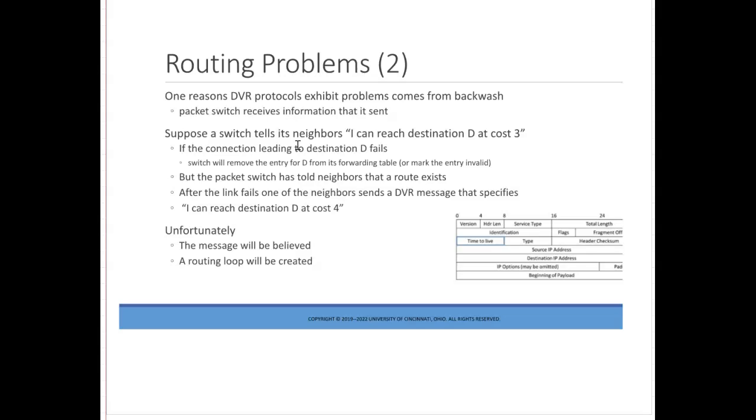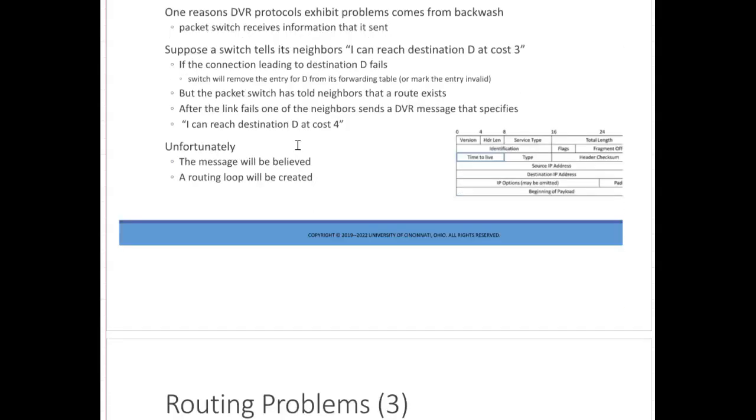One of the primary reasons DVR protocols exhibit problems comes from backwash. In other words, a packet switch receives information that it sent. For example, suppose a switch tells its neighbors, "I can reach destination D at cost 3." If the connection leading to destination D fails, the switch will remove the entry for D from its forwarding table or mark the entry invalid. But the switch has told the neighbors that the route exists. Imagine that just after the link fails, one of the neighbors sends a DVR message that specifies "I can reach destination D at cost 4." Unfortunately, the message is believed and a routing loop will be created.